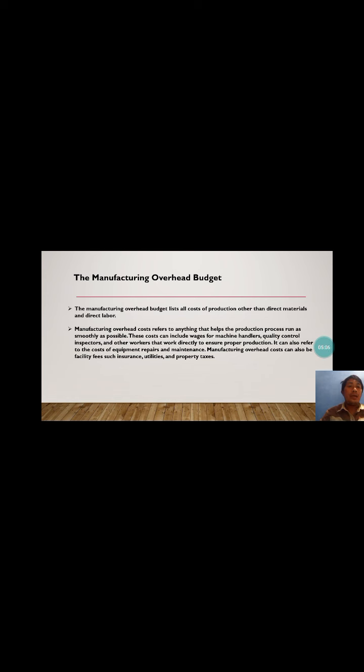This cost can include wages for machine handlers, quality control inspectors, and other workers that work directly to ensure proper production. It can also refer to the cost of equipment repairs and maintenance. Manufacturing overhead costs can also be facility fees such as insurance, utilities, and property tax.